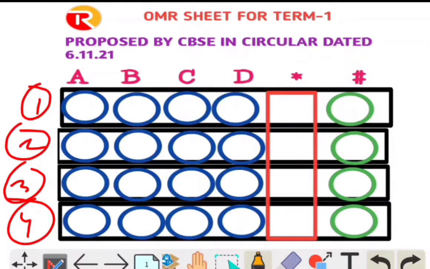Now suppose you have read question number 1 and you think that the answer is B. So what you have done is you have just filled the B option. Now you have filled the B option and you are sure that the answer is B only. So now you will move to question number 2. In question number 2 you think the answer is A, so you have marked option A. Then you will move to question number 3. Suppose in question number 3 the answer is C, and in question number 4 the answer is D. I am marking it again.